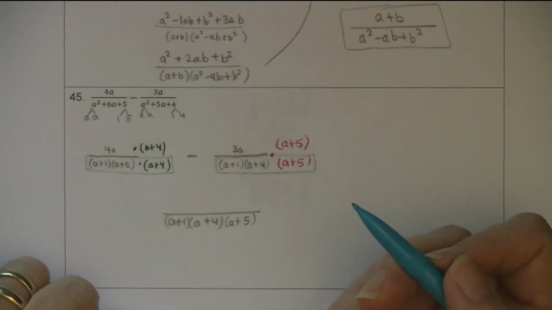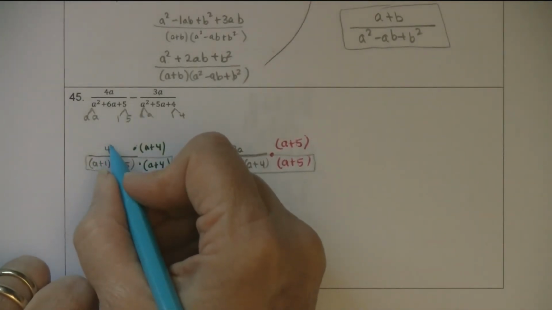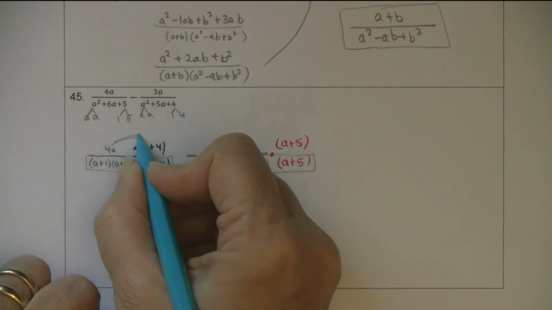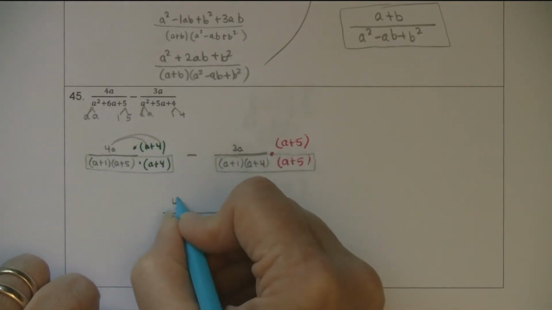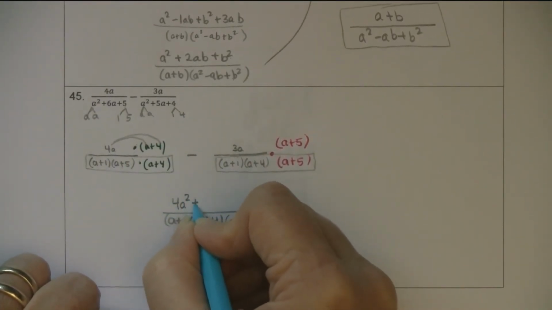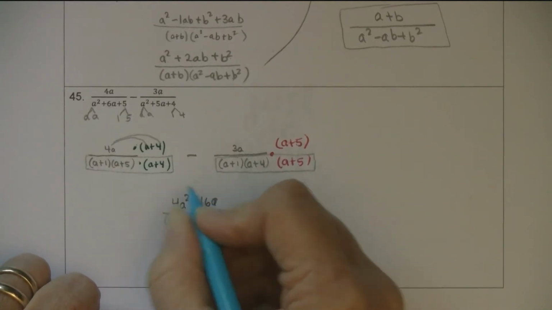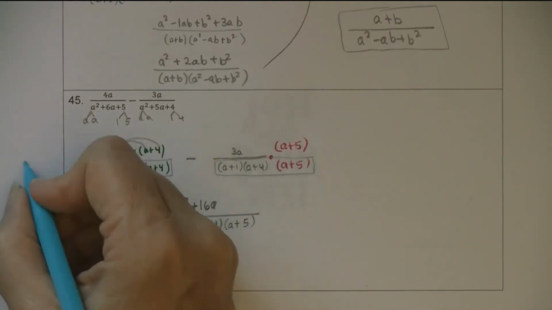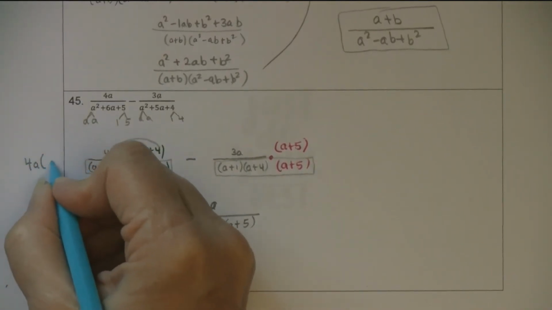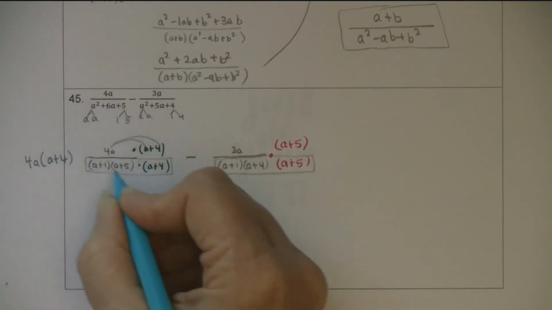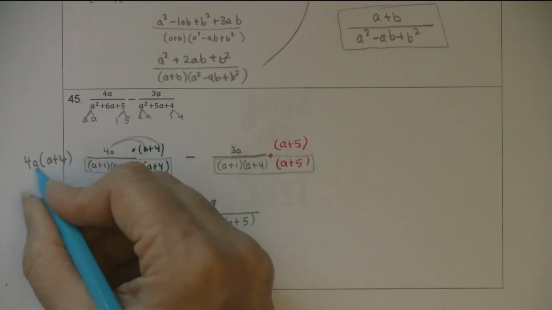And so when I go to subtract these numerators, you have to multiply so that you can subtract the like terms. So I have to multiply here, and this would be 4a squared plus 16a, right? This is not written close together. You're used to it written like this, but that's what it is, 4a times this.